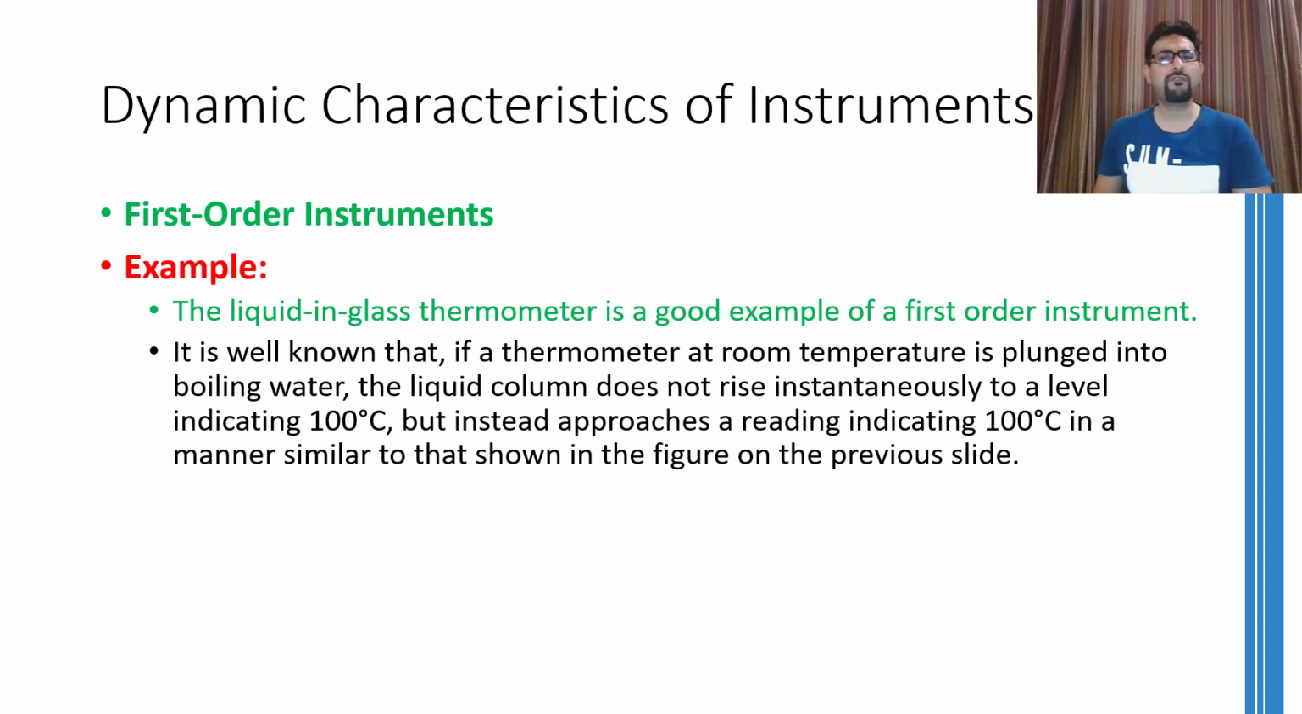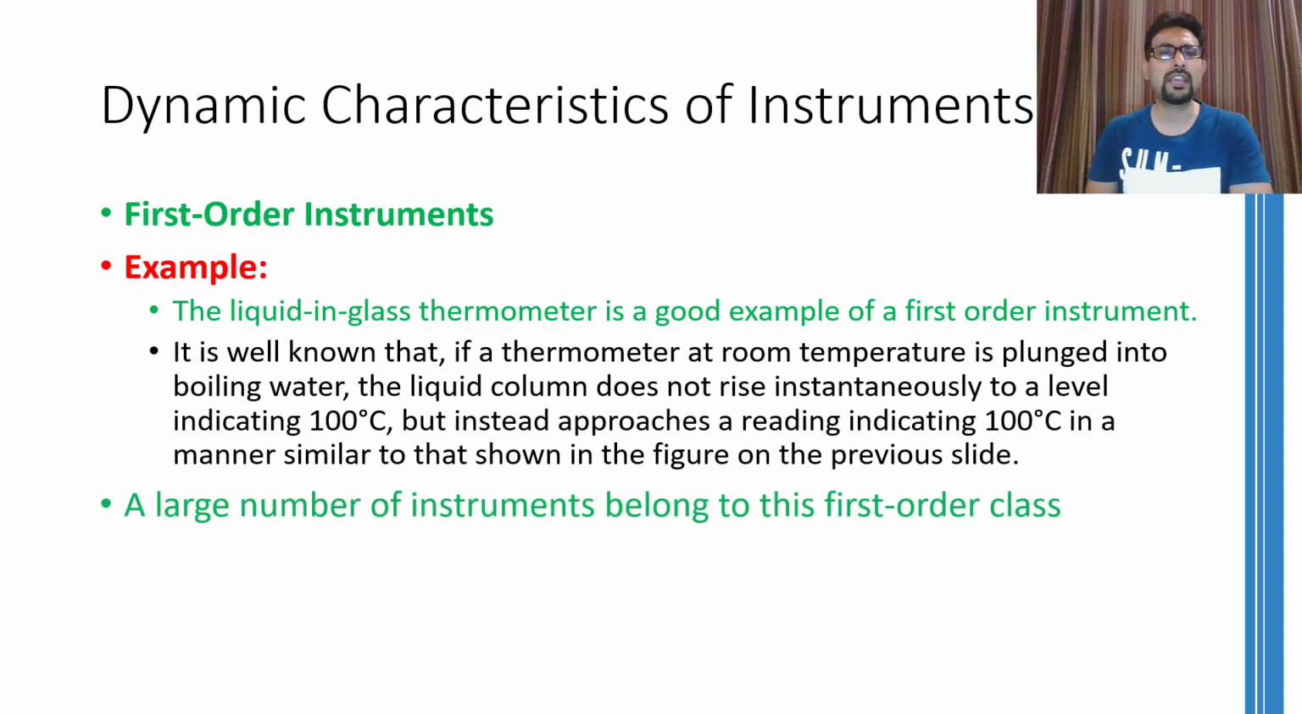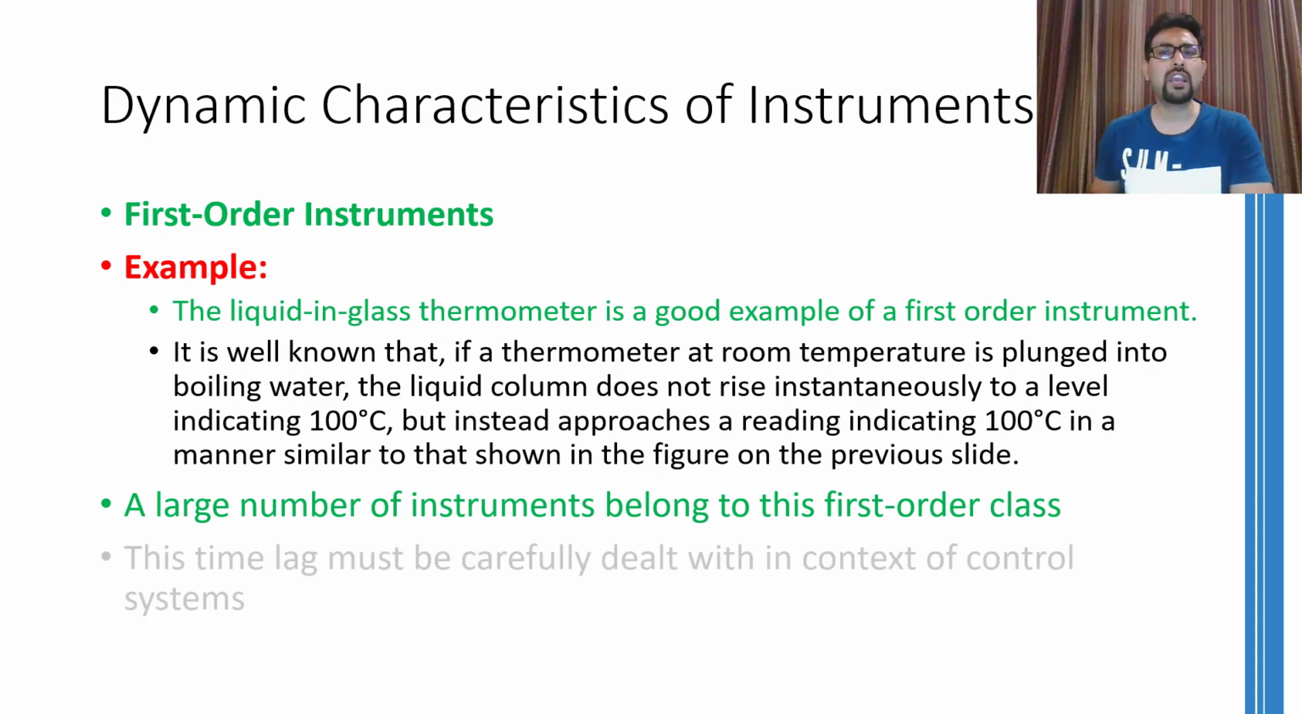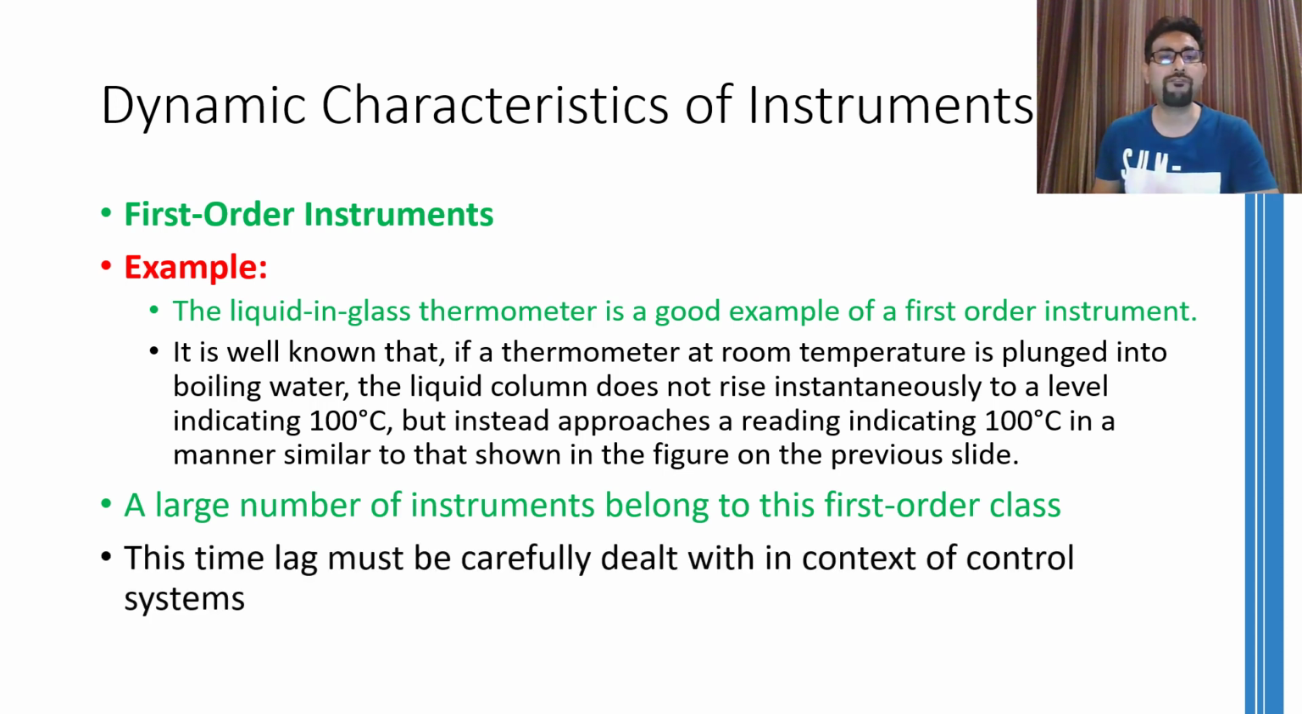As the output of the first order system is not achieved as soon as the input changes, the time taken by the output to reach the final steady state value should be taken into account while designing the control system. Because the control system must know that the output of the system will not change promptly. It will take some time before it reaches the final steady state value.